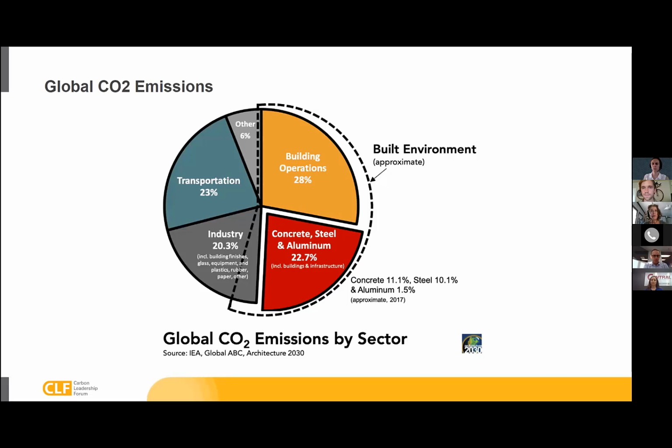The additional, where you see concrete, steel, and aluminum, and then that dashed line going into industry, that's all the emissions connected with producing the materials that become our buildings. And I would say there's been a steep increase in interest and understanding of what that is. And we see concrete there as 11.1%. That's 11.1% of global emissions. It's huge, one material.